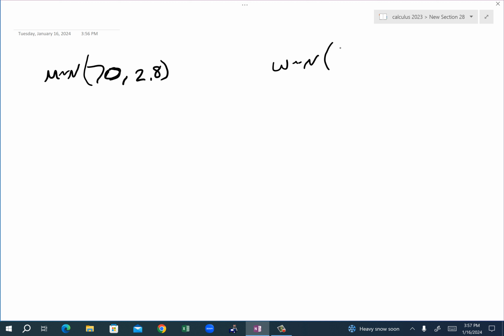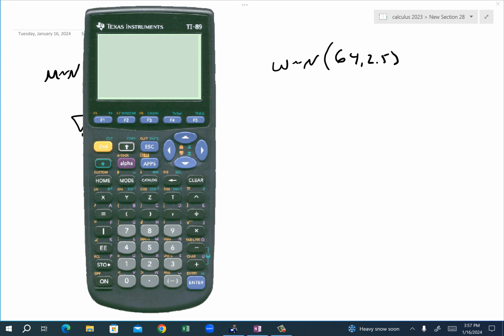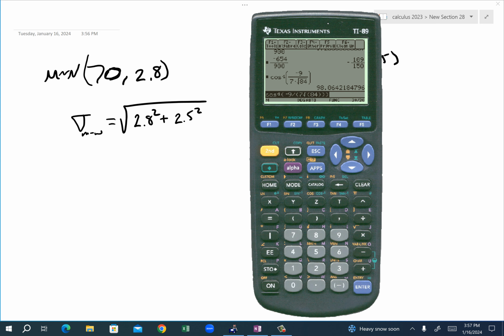Women are 64 and 2.5. So whenever you do adding or subtracting, men minus women, men plus women, either way, it doesn't matter. Take standard deviations, you take the variances of each of them, so 2.8 squared plus 2.5 squared square rooted, and this would be the standard deviation for the difference of men and women. It would also be for the sum too, it doesn't matter in that regard. So you had that written down, I think.